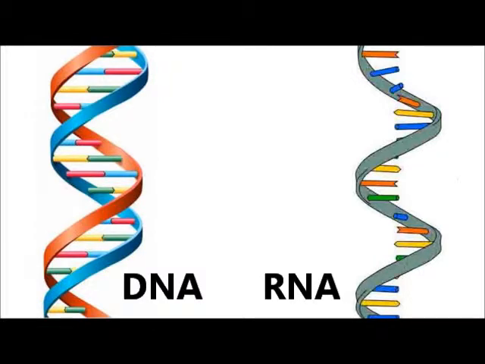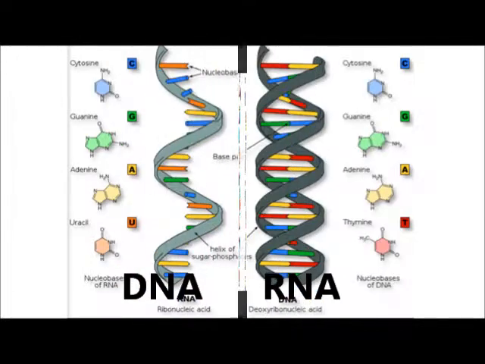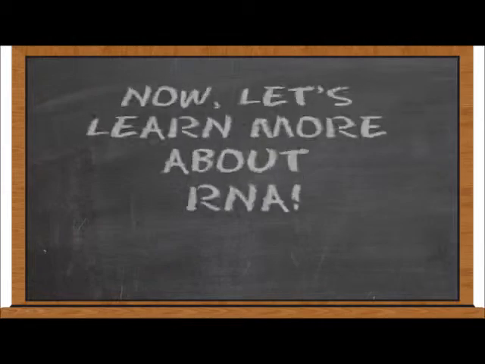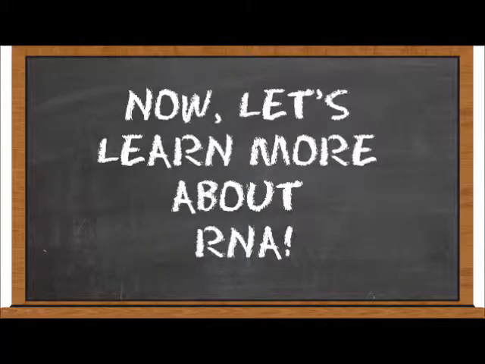Here we have a strand of DNA and its structure known as a double helix. Next to it is a strand of RNA, which is always in a single strand. Similar to DNA, RNA contains cytosine, guanine, and adenine. But instead of having thymine like DNA does, RNA has uracil. Now let's learn more about RNA.